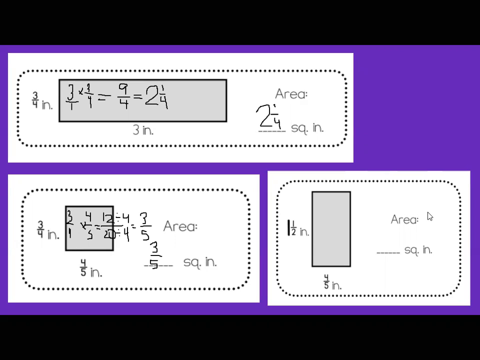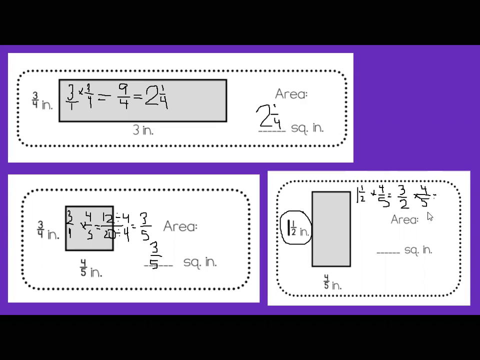Our last example, I noticed here that we have a mixed number for one of our dimensions. So we're having to multiply 1 1/2 times 4/5. If we have a mixed number, we have an extra little step that we need to do because we cannot multiply the whole number and the fraction. So what we're going to do is take this mixed number and rewrite it as an improper fraction. 2 times 1 is 2, plus 1 is 3, so that gives us 3/2 as our improper fraction. And we are going to multiply this by 4/5.